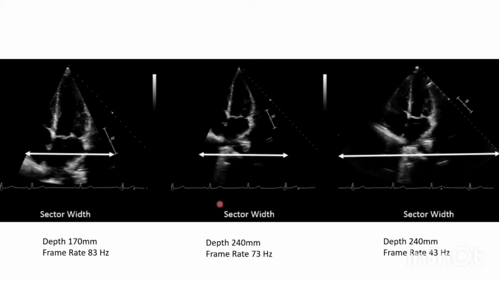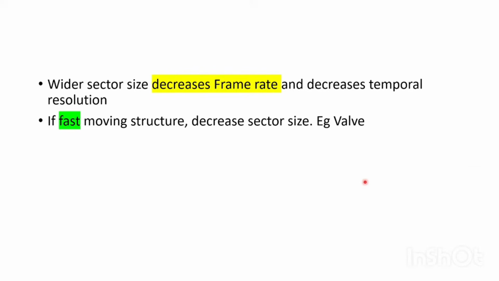Now another important aspect we have to see is the sector size. Sector size, that is the area, this is the sector, like a pie shape. That size is important because it will affect the frame rate. So wider sector size decreases the frame rate.